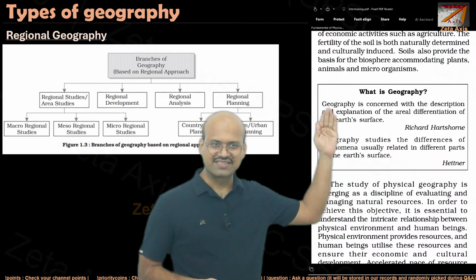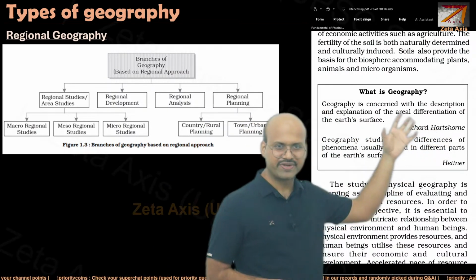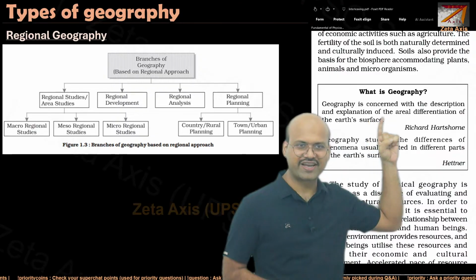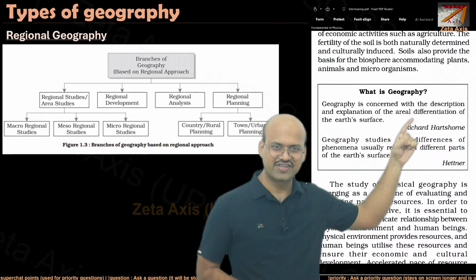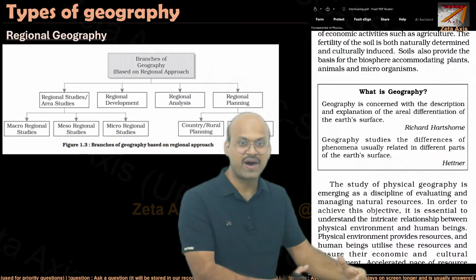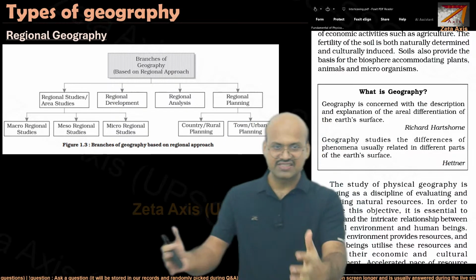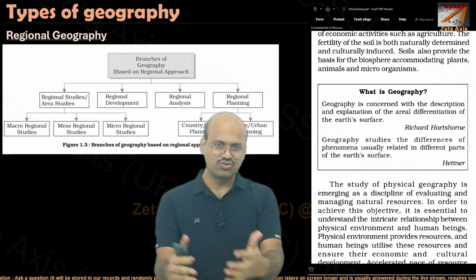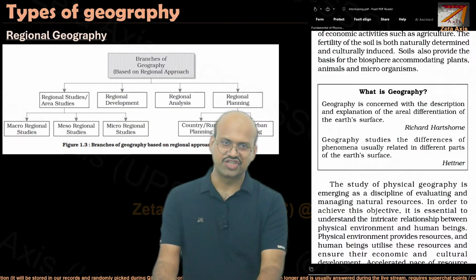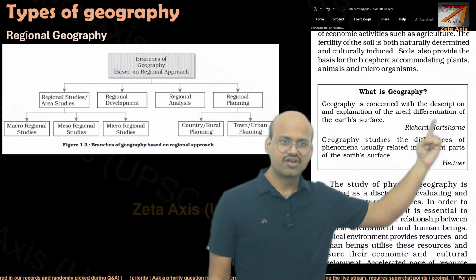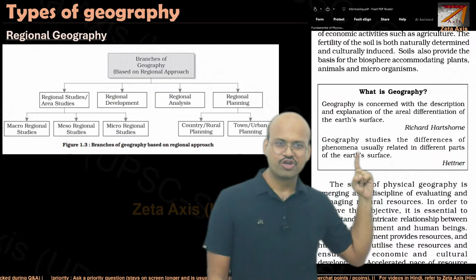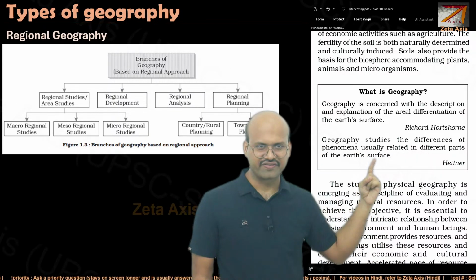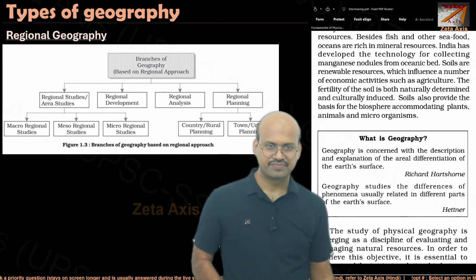Here are some quotes from different people. Geography is concerned with the description and explanation of areal differentiation of the Earth's surface. We had seen earlier what areal differentiation is: we take different parts and try to understand the differences between these two regions. That is areal differentiation. Geography studies the differences of phenomena usually related in different parts of the Earth's surface. This was given by Hettner.